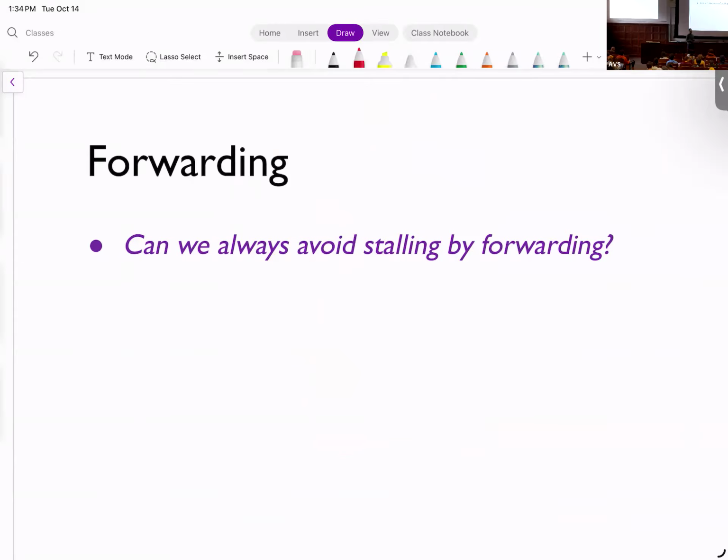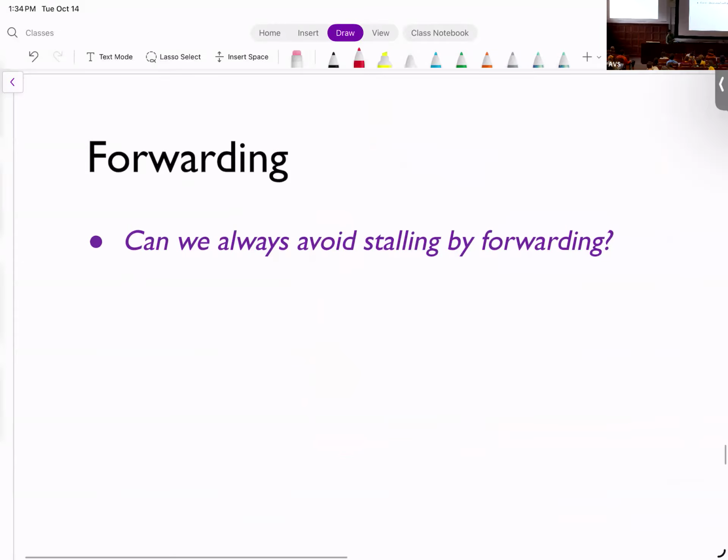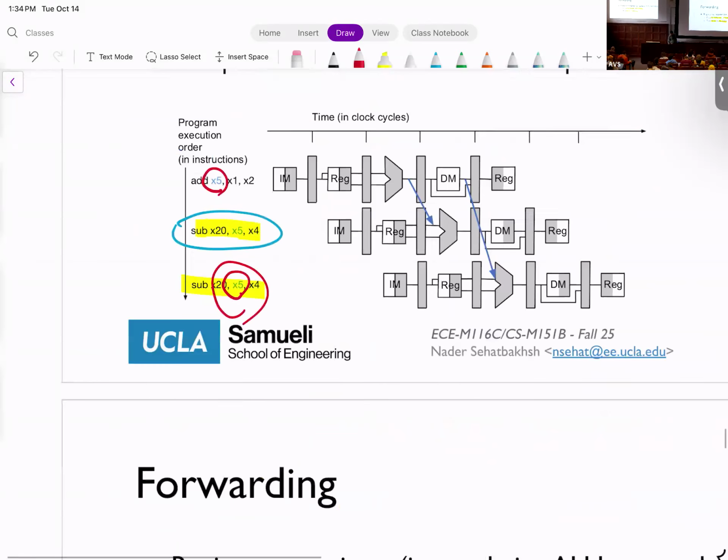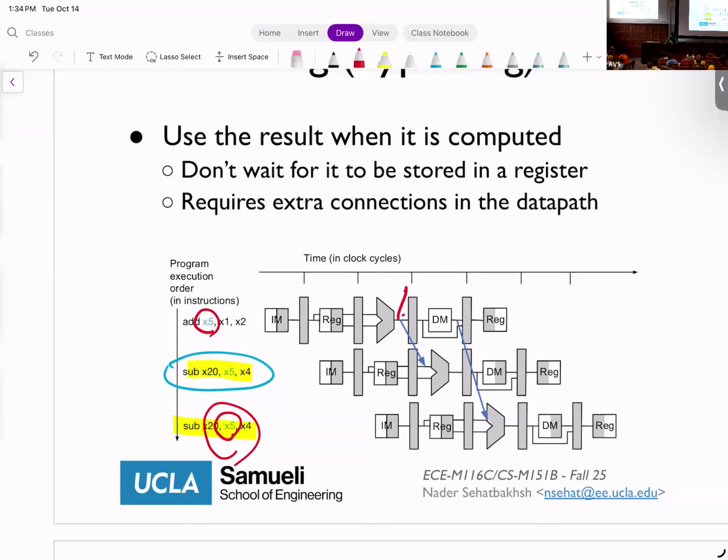Okay. So now I'm adding an additional problem to this sequence: can you always do the forwarding? Does forwarding always fix this problem? Exactly. If you have a load word, what I said in this timeline, I always said that your value is available here. Your value is only available here if this is an R-type instruction or I-type instruction. If this is a load word instruction, then your value is not available here. Your value is available here, which means that you cannot forward anything from here to here because that value is still not updated. You can only forward things from here to here.